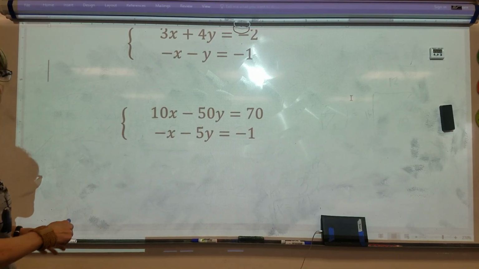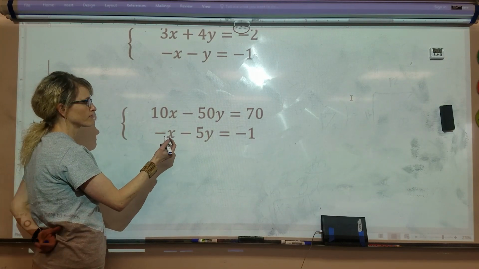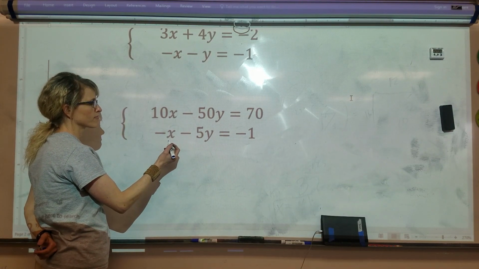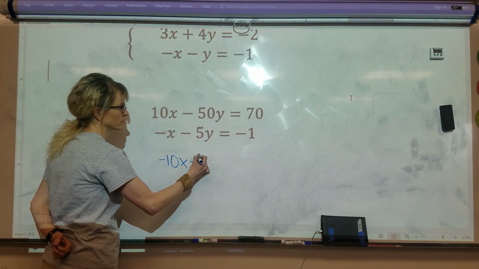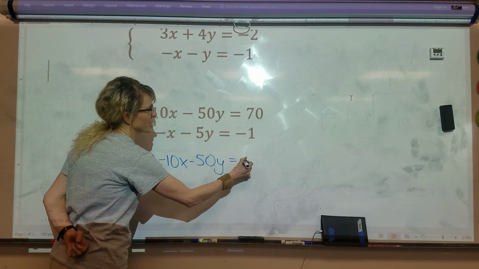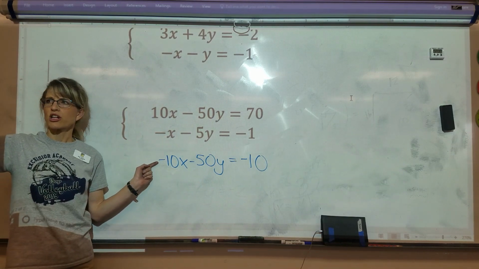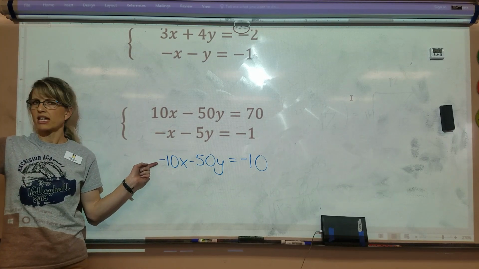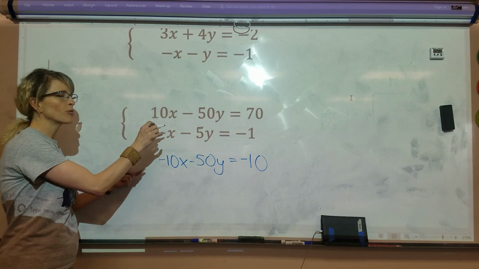Okay, let's check you. Dakota, what'd you get? Negative 10x minus 50y equals negative 10? Yes. Excellent. Raise your hand if you got this. I watched her and I think most of you had it or were about to get it. 100%. Very good. So we just multiplied both sides by 10.